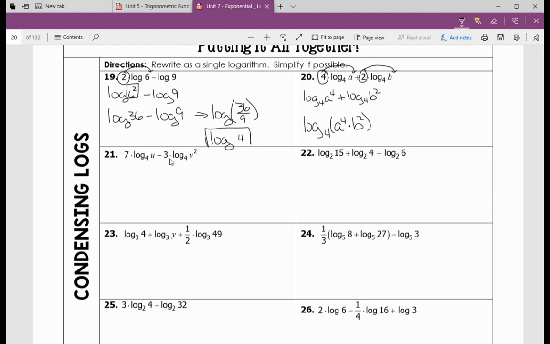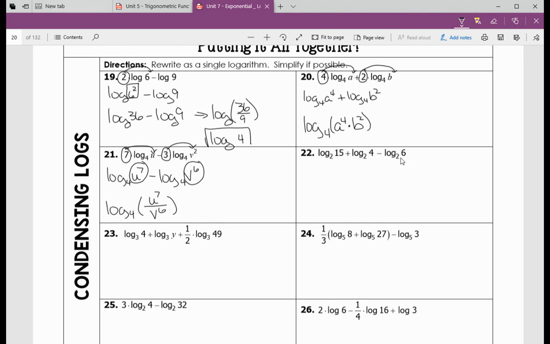In example 21, I have a multiplier, so I'm going to put that multiplier back. Here, I've got a multiplier, so I need to multiply those two values together, the 3 and the 2. So in the first scenario, I get log base 4 of u to the 7th power minus log base 4 of v to the 6th power. Since I have a log base 4 minus a log base 4, this is going to give me a log base 4 of a fraction. So I'm going to take this value and divide it by this one. So u to the 7th divided by v to the 6th. Since I can't reduce that fraction, I stop right there.